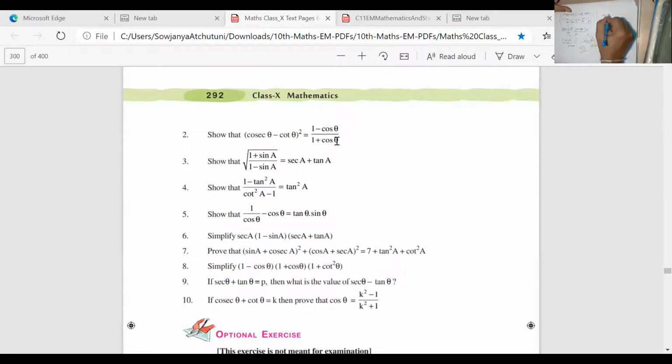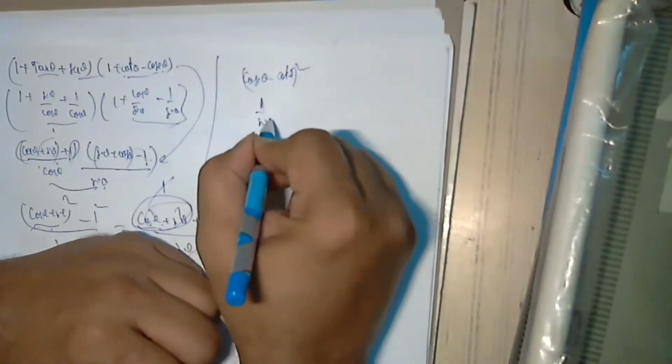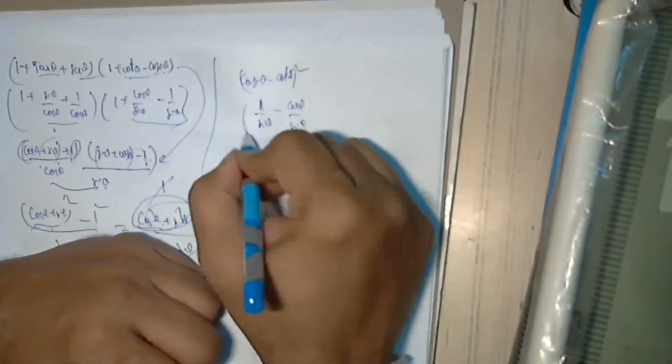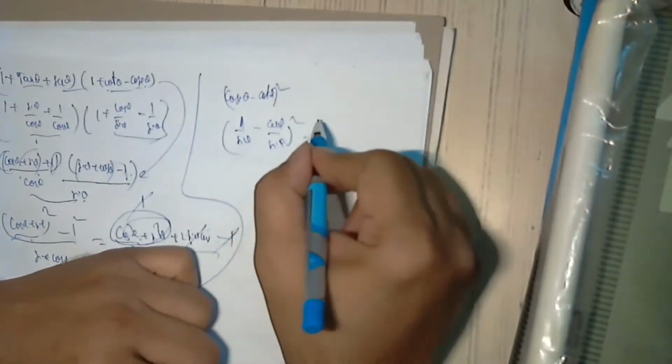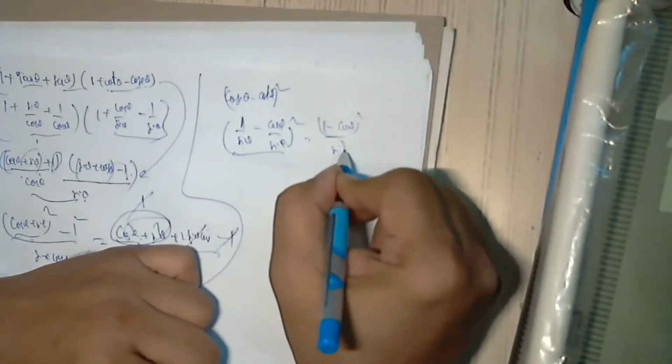Cosecant theta minus cot theta whole square equals 1 minus cos theta by 1 plus cos theta. So here, simply write: what is cosecant theta? 1 by sin theta. What is cot theta? Cos theta by sin theta, whole square. That is nothing but 1 minus cos theta whole square by sin square theta.